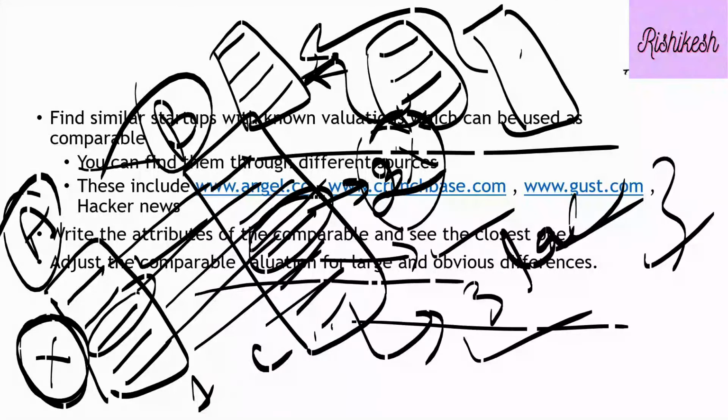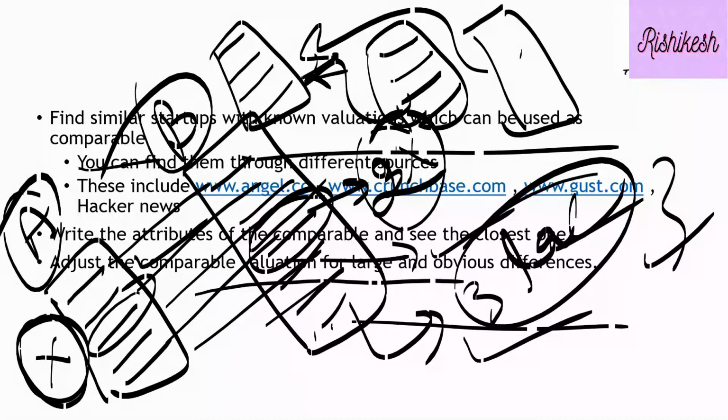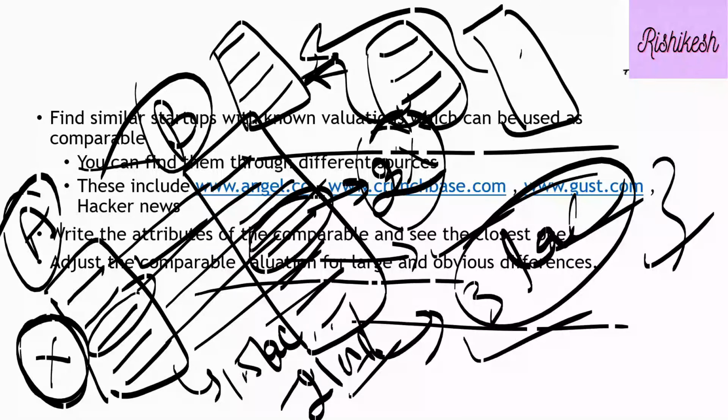So if they have a valuation of 3 lakhs and all the parameters are similar to them, and just the paying customers is 2 times, you may adjust it somewhere around 1.5 lakhs or 2 lakhs. So this is the meaning of the adjustment. This is not accurate, what I'm talking about, but this is the essence of saying that you have to make some adjustments for the large and obvious differences. But that happens once you have decided on the closest startup, which matches most of the attributes that you have listed down while creating a short profile for your own startup.